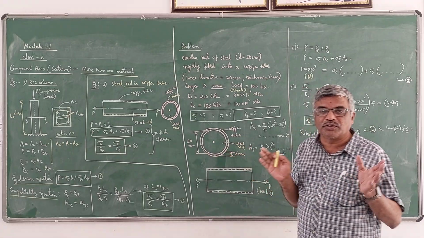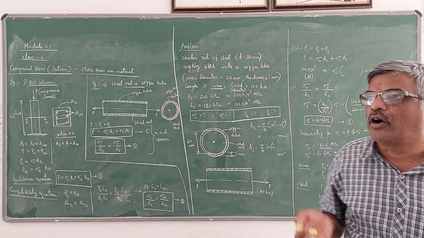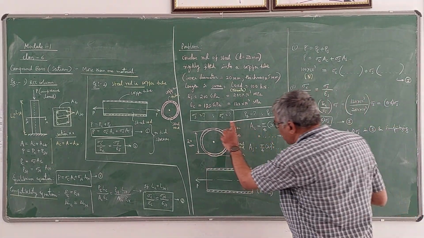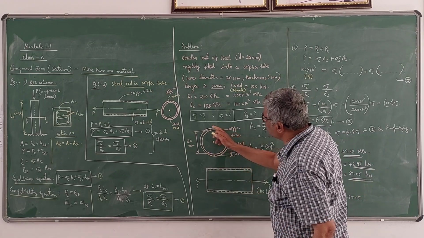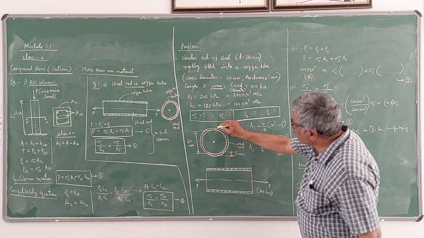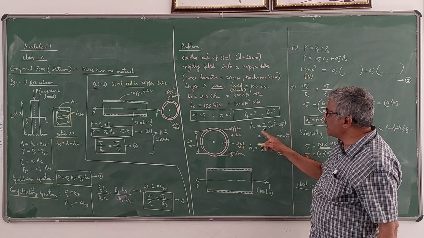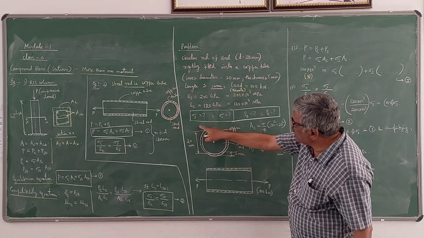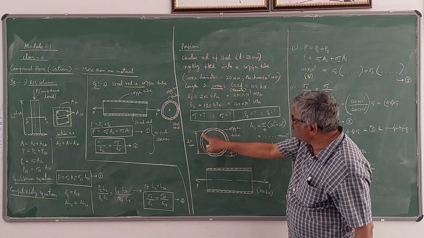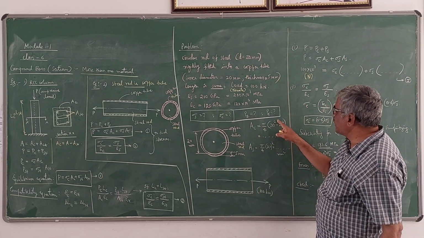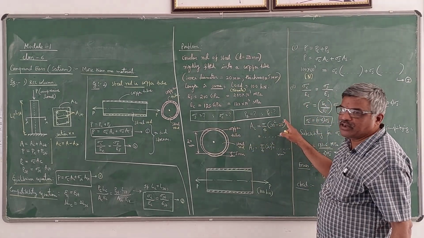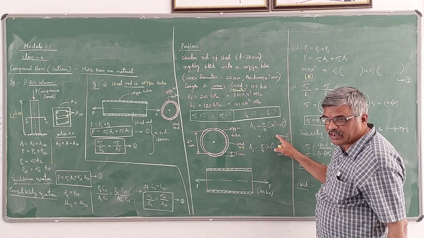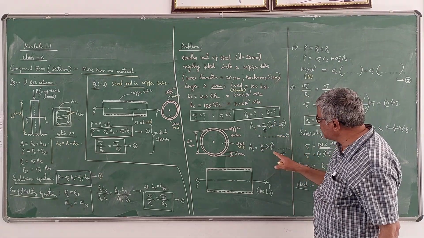It's a tube, so you should know the difference between tube and rod. A rod is a solid circular shape, whereas a tube is a hollow circular shape. So for this shaded area, the formula is pi by 4 into outer diameter, which is 20 plus 5 plus 5, so 30 square, minus inner diameter 20 square. This is the value of AC in millimeter square. This is the value of AS in millimeter square.